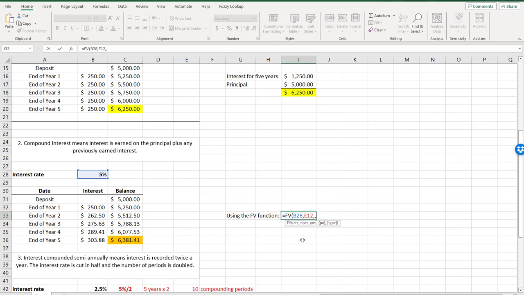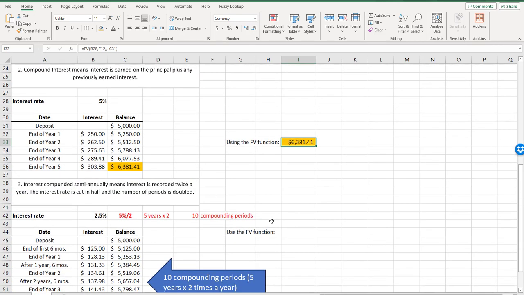So we're just going to hit another comma because our payment is 0. Our present value is the amount we have now. Close our parentheses. Oops, I forgot to put the minus, which my students will tell you that I always forget to put the minus in front of the amount because the amount is getting paid out, so that's negative. Okay, so we can see same amount here as we had before, but much faster using the future value function.